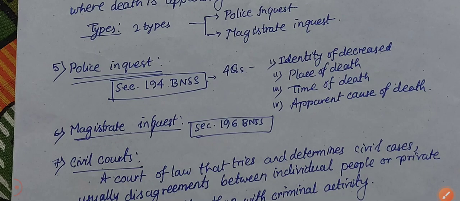Remember, earlier inquiry by a judicial magistrate or metropolitan magistrate was mandatory in cases of custodial death, disability or custodial rape. But now any magistrate, judicial or executive, can hold an inquiry. Another type of inquest is the coroner's inquest, but this is not practiced in India now.